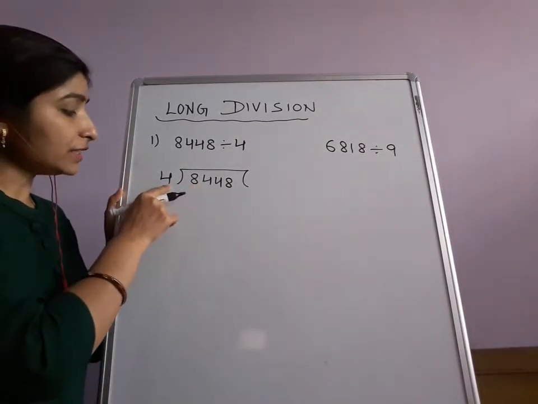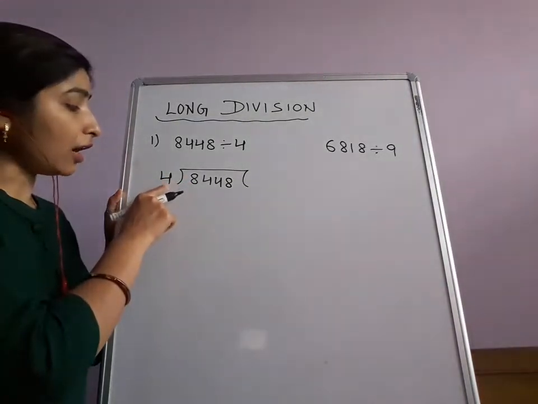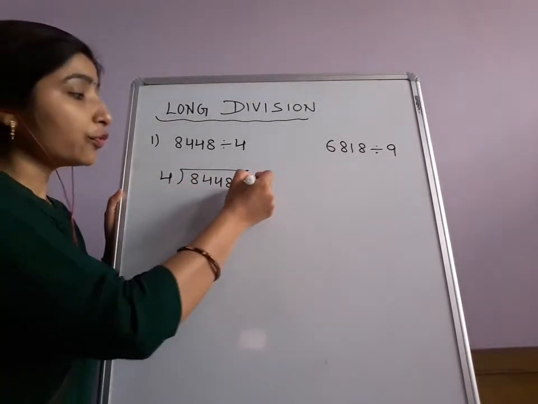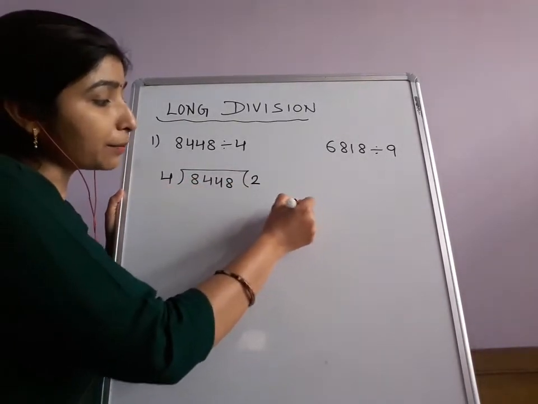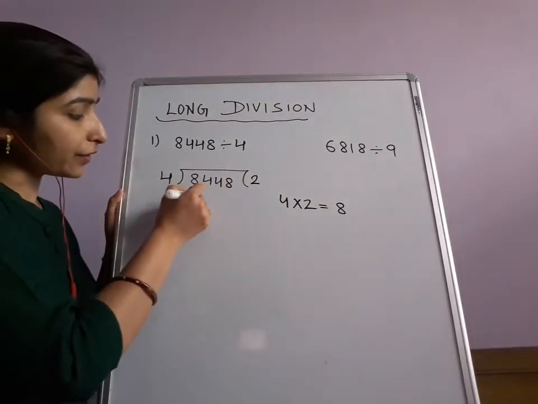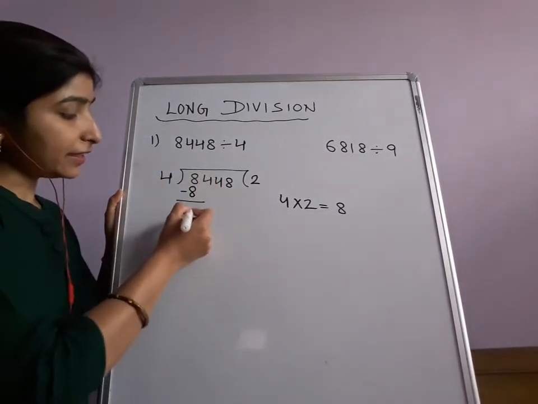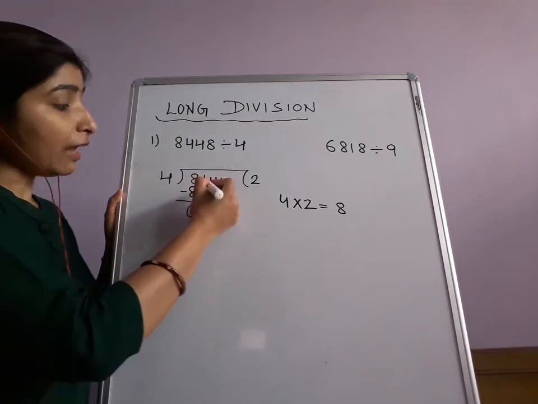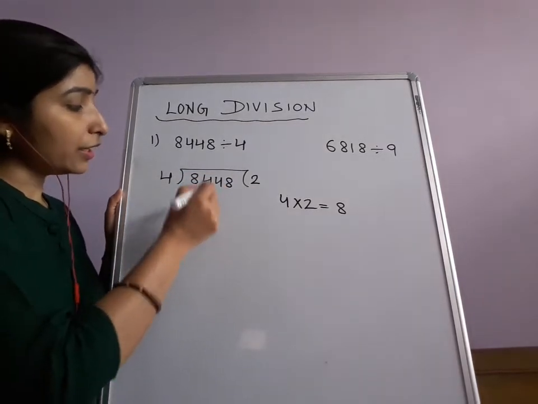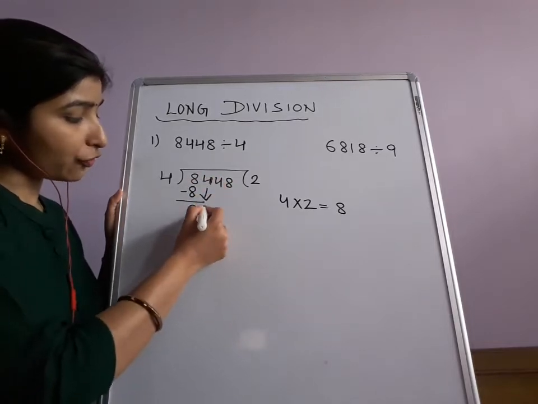Okay, and you will see in the 4 table, 8 will come how many times? That is, how many 4s make 8? So 2 times, because 4 multiplied by 2 is equal to 8. So 4 2s are 8. Okay, now subtract. 8 minus 8 is 0. Now you have to bring down this digit 4 here.